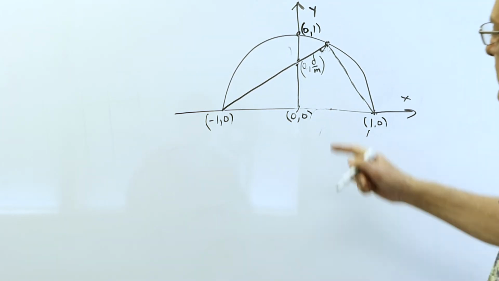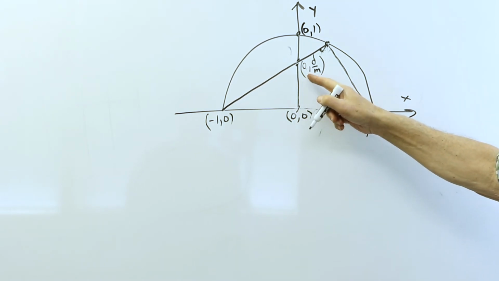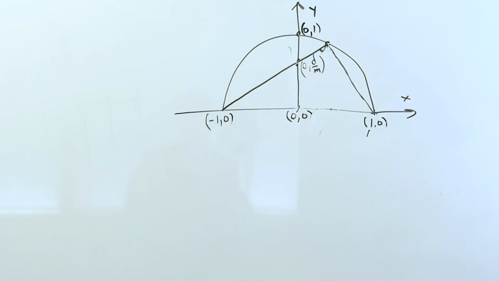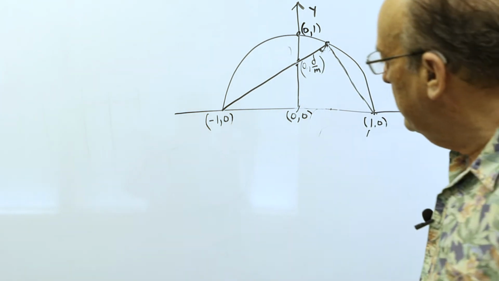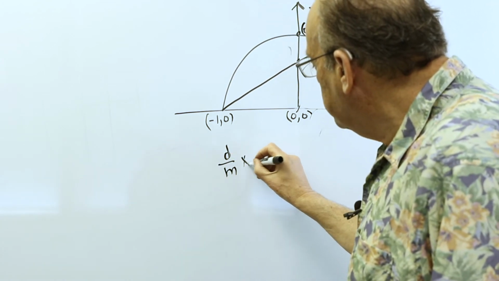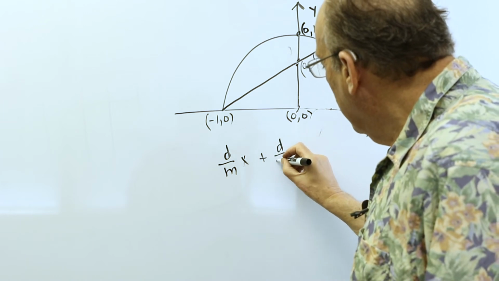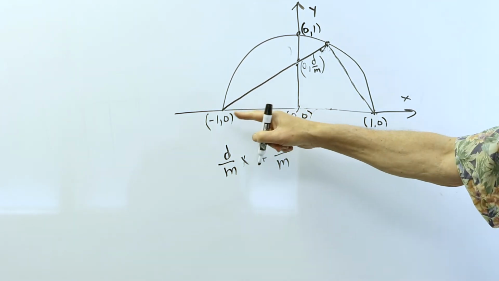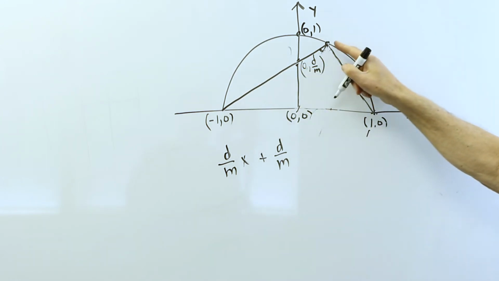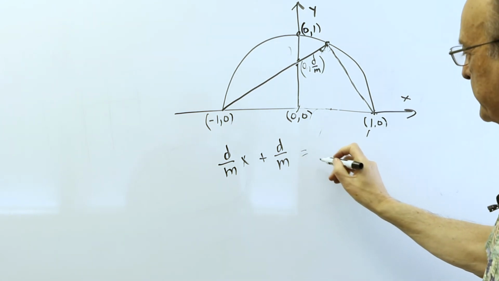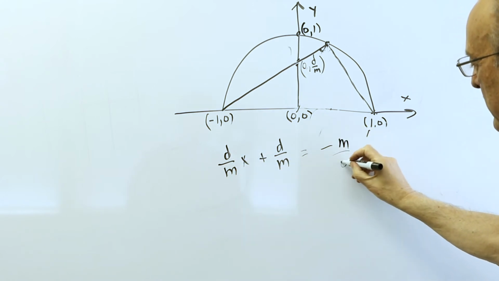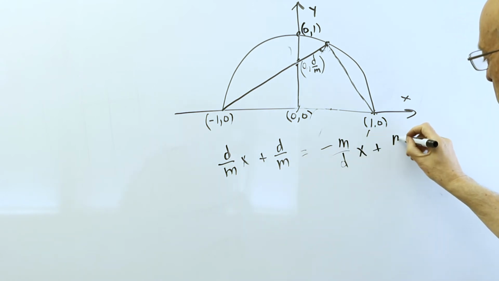So we'll let this point, instead of being 0, 2/3 like it was last time, we'll let it just be d over m instead of 2 over 3. So we're going to start with the formula again. d over m x plus d over m, which is the equation of this line. Well, it's the output of this function of this line. So that's going to be equal to the negative reciprocal of d over m, which is negative m over d, x plus m over d.